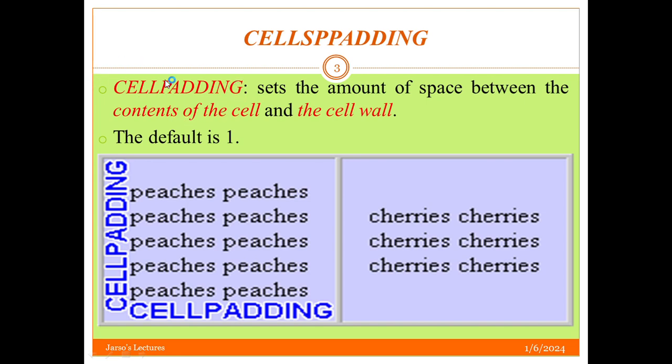And the next one is cell padding. This cell padding is used to specify the space between the contents of the cell and the cell border. Look here, this is the data, for example, pictures. This is the data or contents of the cell, and this is the cell border or cell wall. It sets the amount of space between the contents of the cell and the cell border. This is the point.